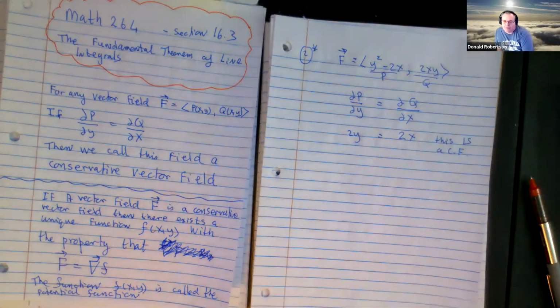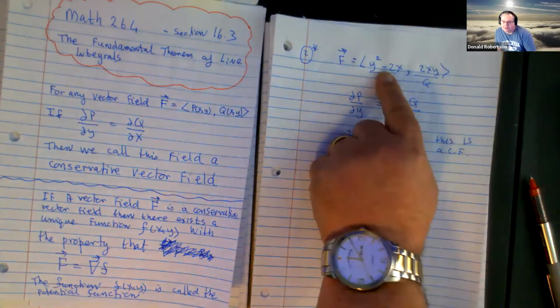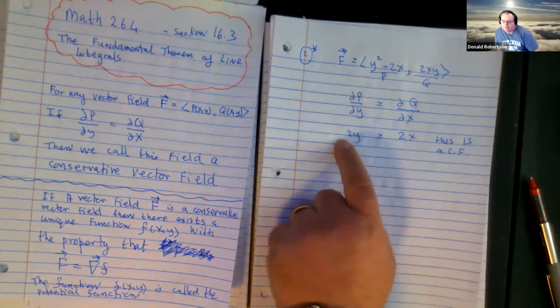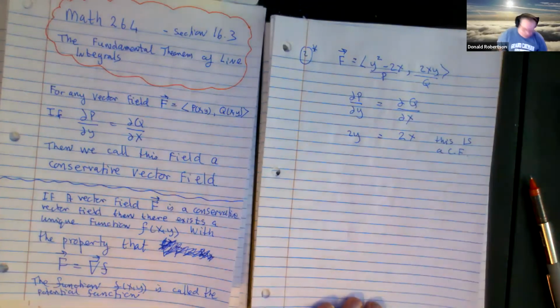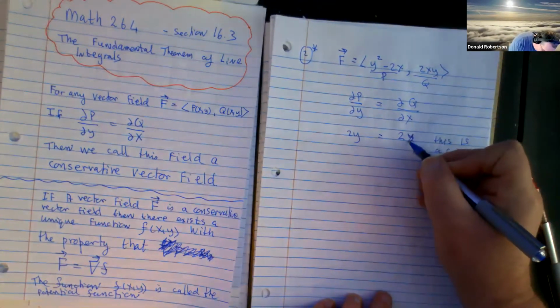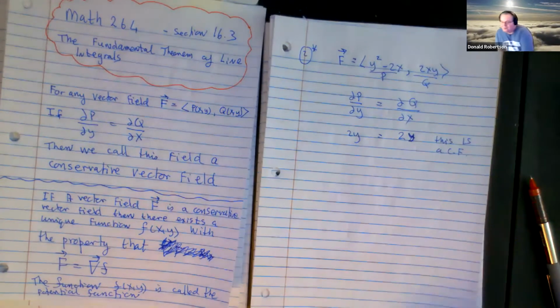We're only doing it with 2-dimensional vector fields, but P and Q, if this is true, and I did an oopsie. Now it's true, right? 2y is equal to 2y.